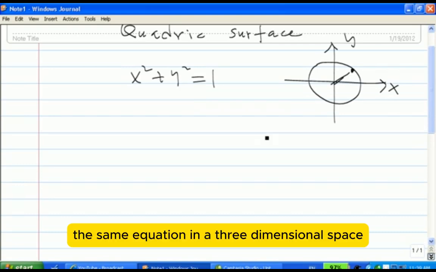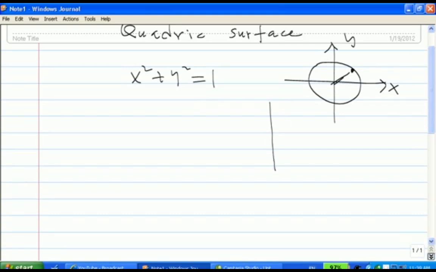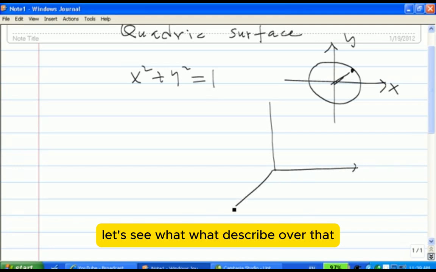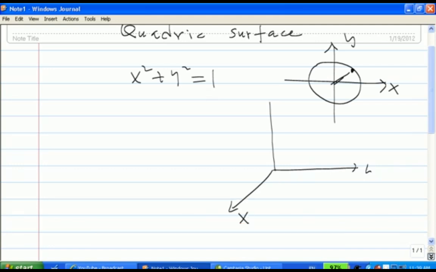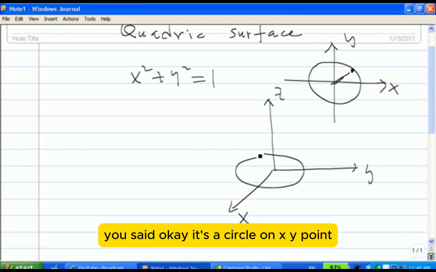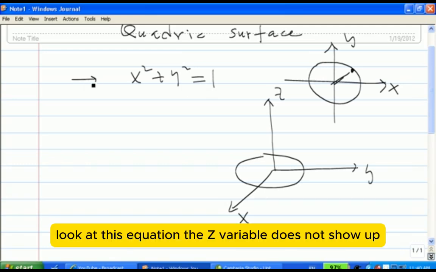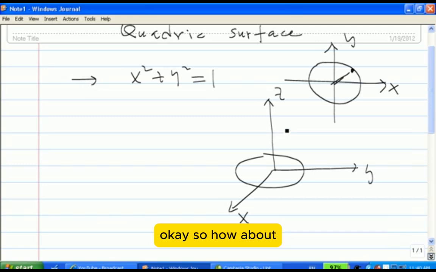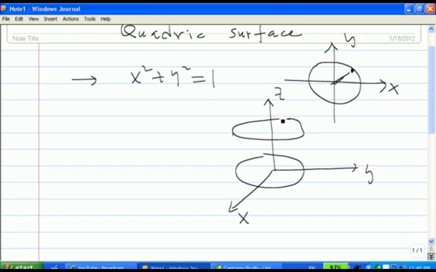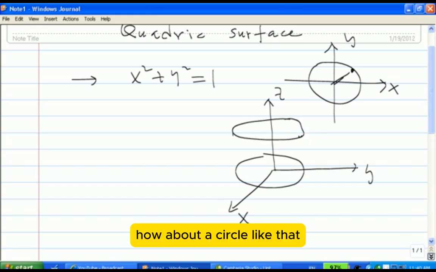The same equation in a three-dimensional space, let's see what the graph of that is. You say, okay, it's a circle on the xy plane. Look at this equation. The z variable does not show up. So how about a circle like that?